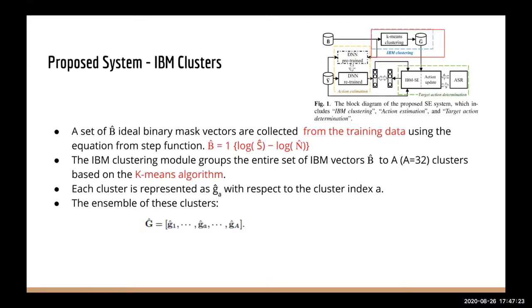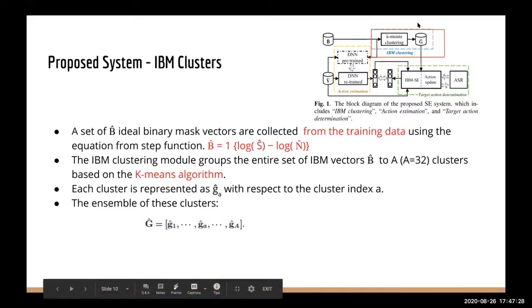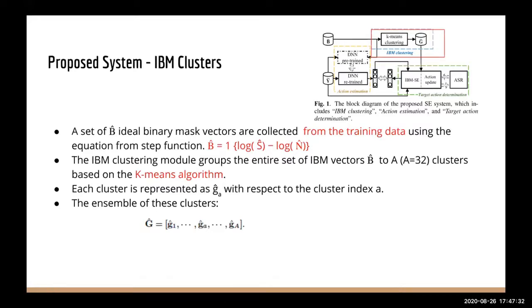In this case, the IBM clustering module groups the entire set of IBM vectors B hat into 32 clusters based on the k-means algorithm. The ensemble of those clusters is denoted as G hat. We're going to use this G hat later on in other modules. Values in the ideal binary mask vectors are binary, so Hamming distance is used to compute the distance between 2 vectors in the k-means clustering.